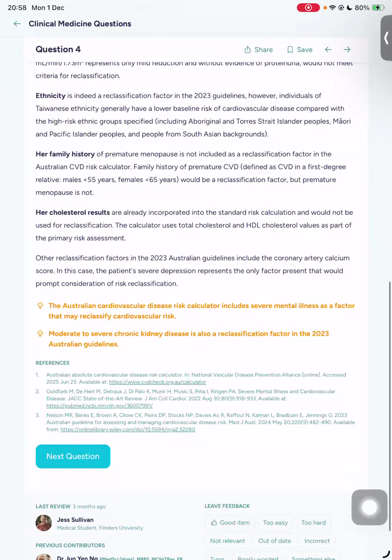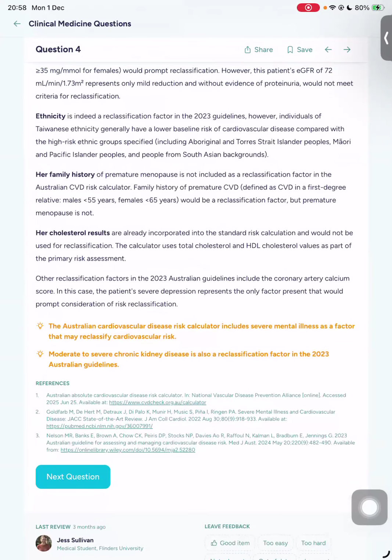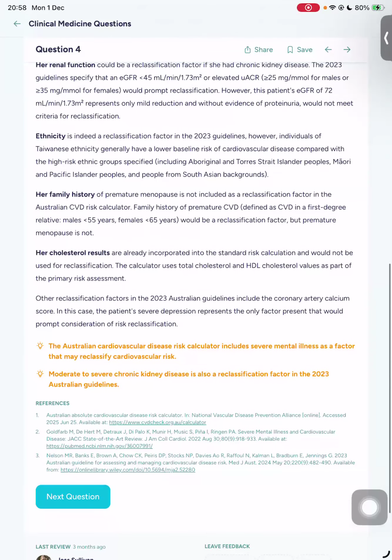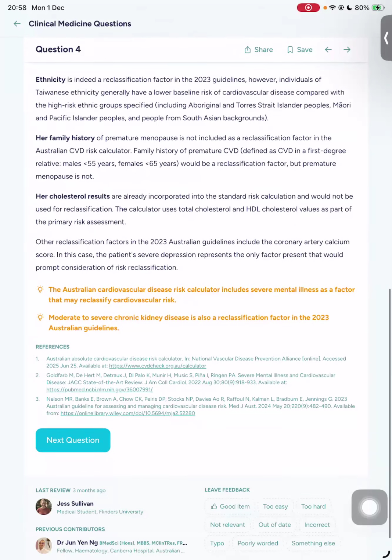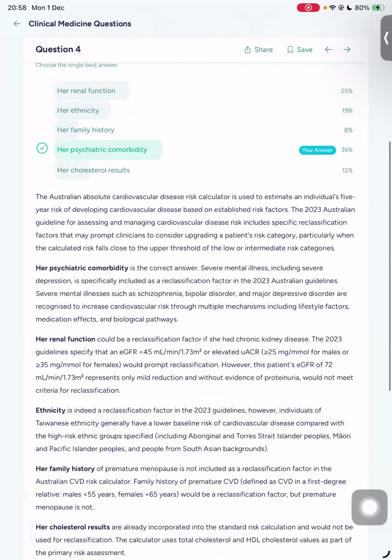Family history of premature menopause is not included as a reclassification factor. We already mentioned what we are not considering there also. They have clearly mentioned it. Yeah, the family history of premature disease, the same thing. Okay, we are done with this question.